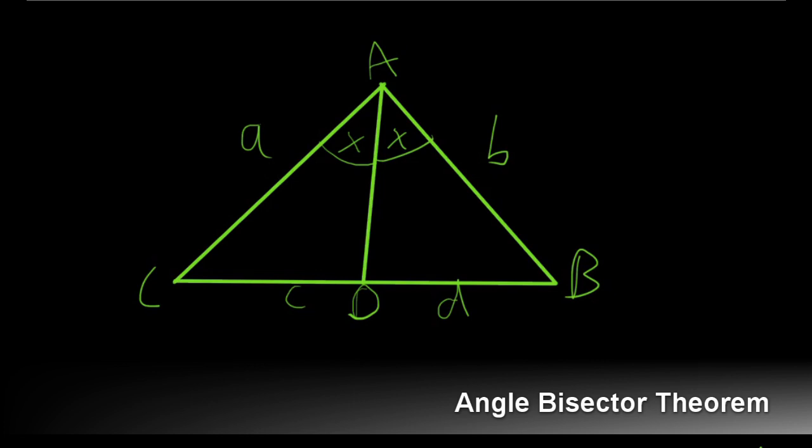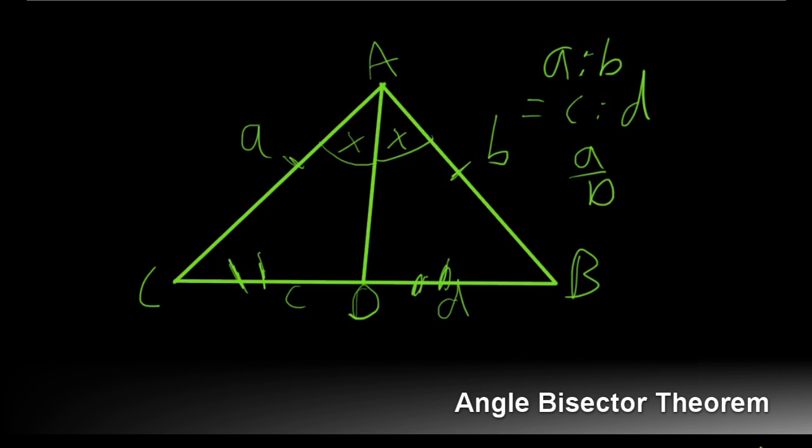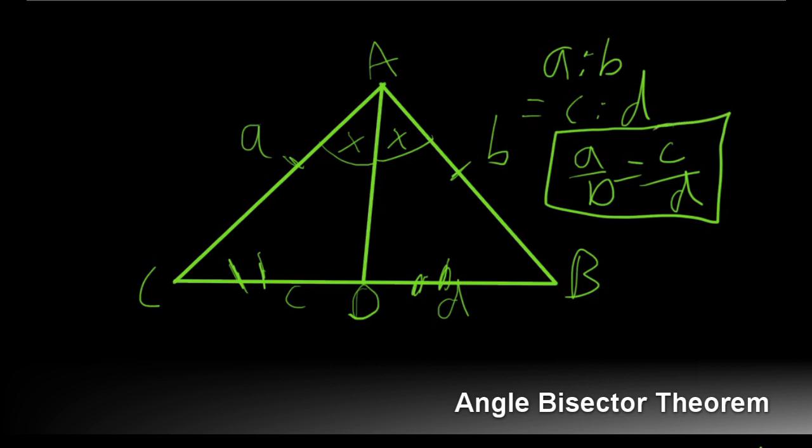if I label this A, B, C, D, what the angle bisector theorem states is that the ratio of these two sides here, so this side here and this side here, is equal to the ratio of this side here and this side here. Or another way of saying that is A to B is equal to C to D, or A divided by B is equal to C divided by D. And in the second half of this question, you will see how particularly this equation here can be manipulated.